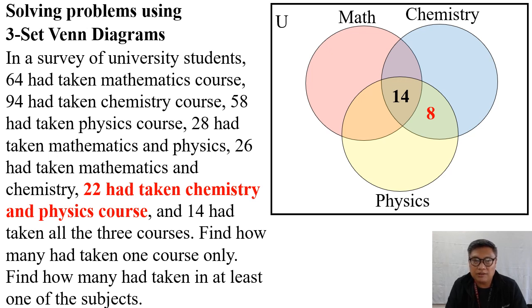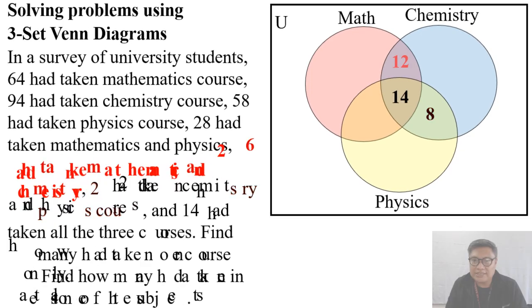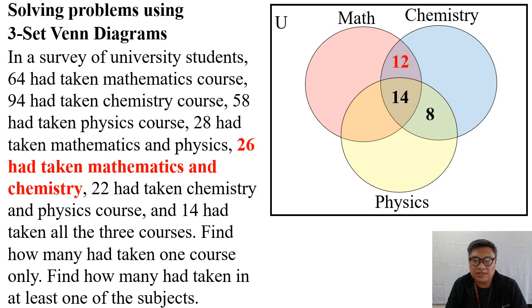The next would be 26 had taken mathematics and chemistry. So here we have the part of the math and the part of chemistry. So there is a total of 26. However, because we already have 14, we need to subtract. So 26 minus 14 is 12, indicating that 12 here had math and chemistry but don't have physics, while the 14 here still have math and chemistry, including physics. And of course, the intersection now between math and physics. So we have 28.